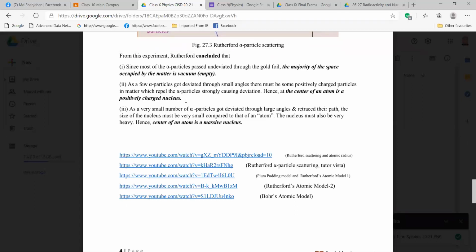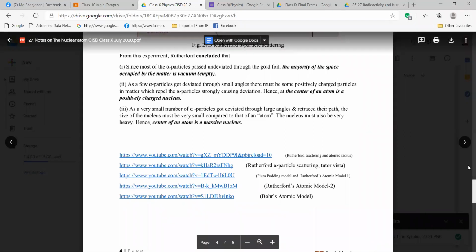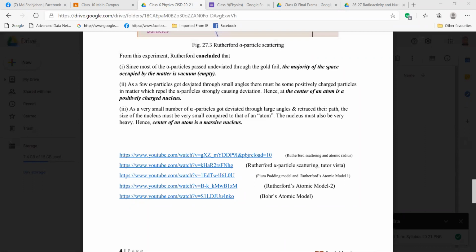At the center of an atom is a positively charged nucleus. Sir, neutron has no charge, right? Yes, neutron has no charge. Electrons have negative, protons have positive charges. Clear? Okay, so you understood the second observation and the conclusion. Can you go to the third one?